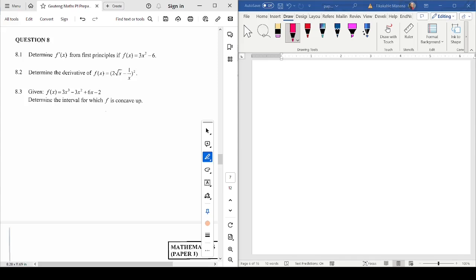Well, let's look at question number 8. Okay, so 8.1. It says determine, oh, that's the first derivative from first principle. That's very important. It has to be from first principle. Okay, so what we are going to do here is that we are going to take and separate. Let me just rewrite the first principle first. Actually, let me just write the function itself.